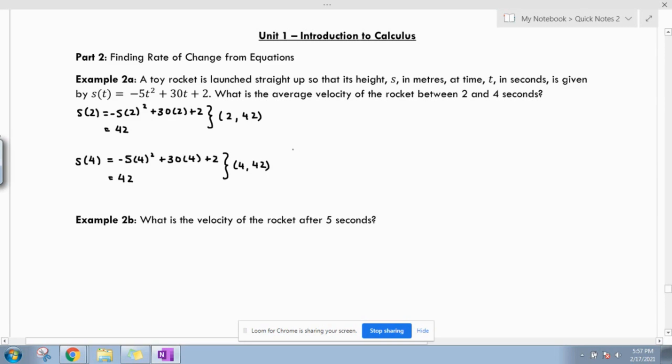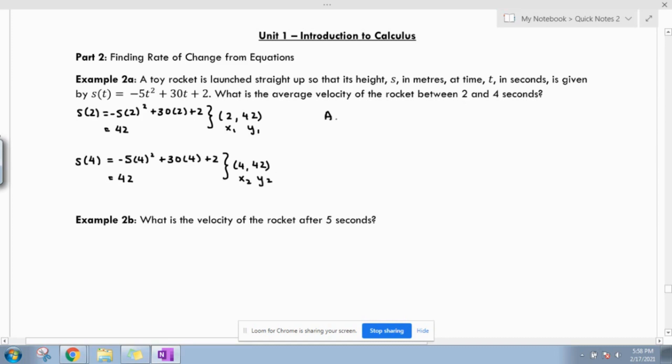Remember, to find average rate of change, you need 2 ordered pairs, which is what we have here. And so now what we're going to do is go and do the old-fashioned slope formula: y2 minus y1 divided by x2 minus x1. So I'm just going to label everything so that it's a little bit more apparent.